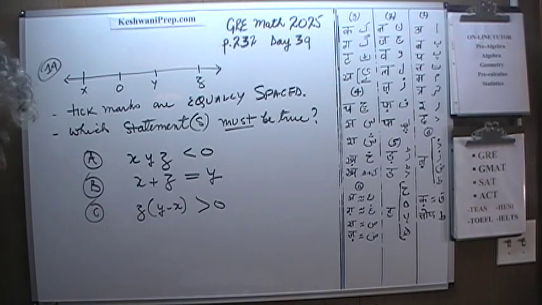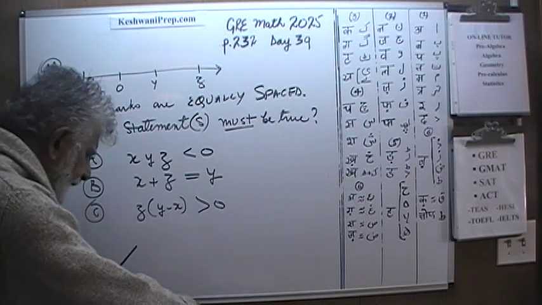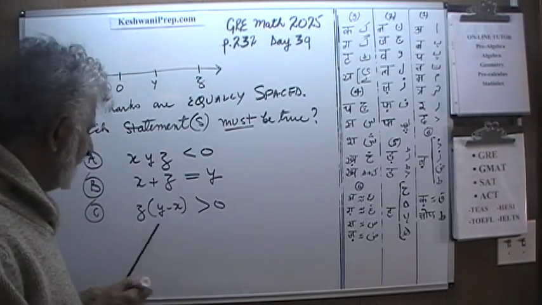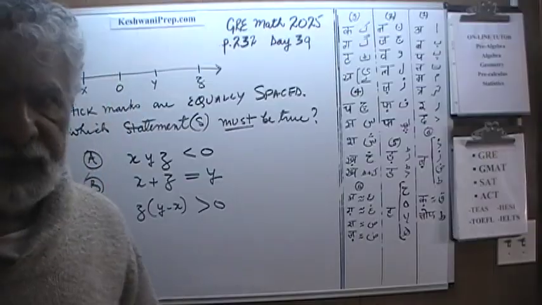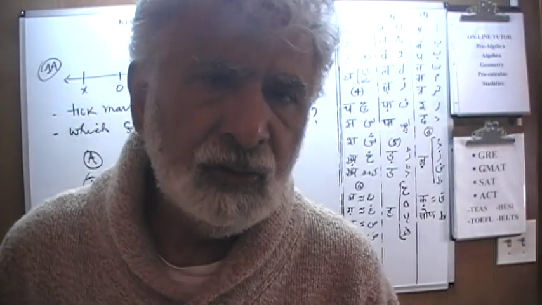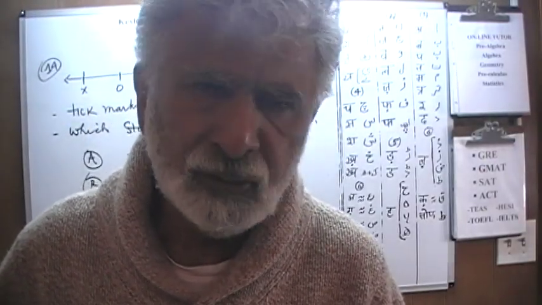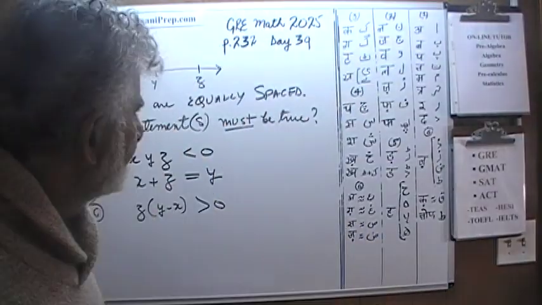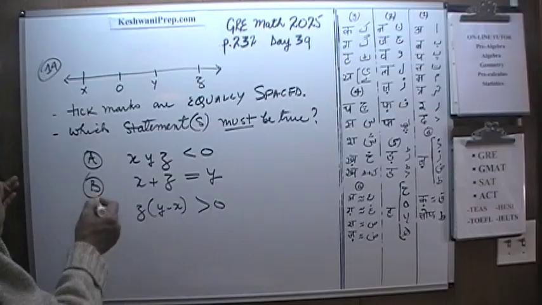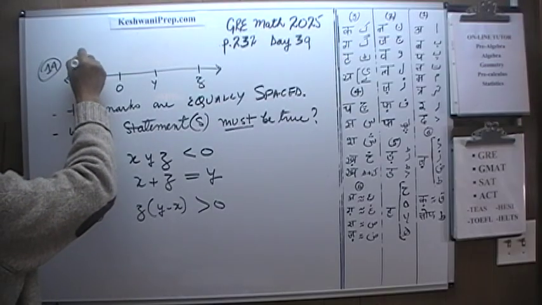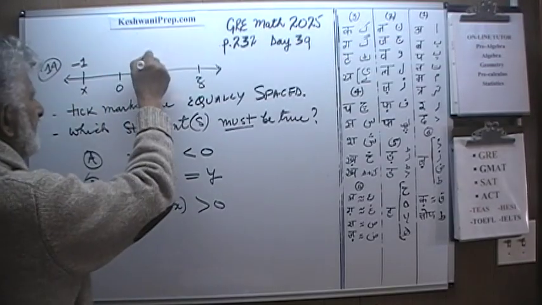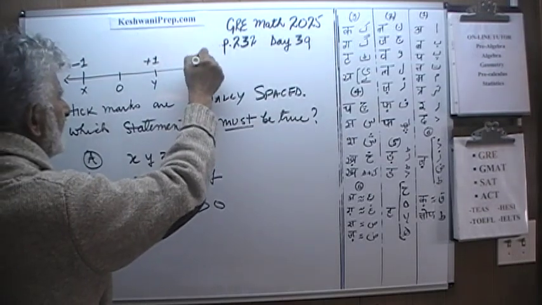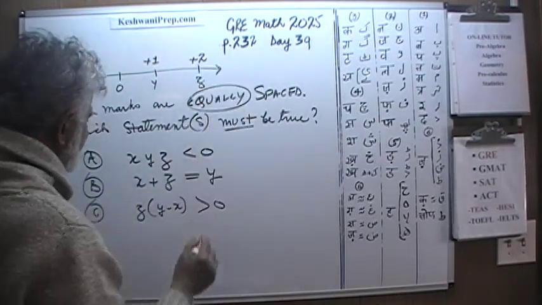Let's see what we can do, shall we? The simplest, the easiest, the most economical way to solve this problem is to just plug in numbers. Don't do it theoretically. Don't do it algebraically. Just plug in numbers. I'm just going to plug in some very simple numbers. Let's pretend this is -1. If this is -1, this would have to be +1. This would have to be +2 because they are equally spaced.